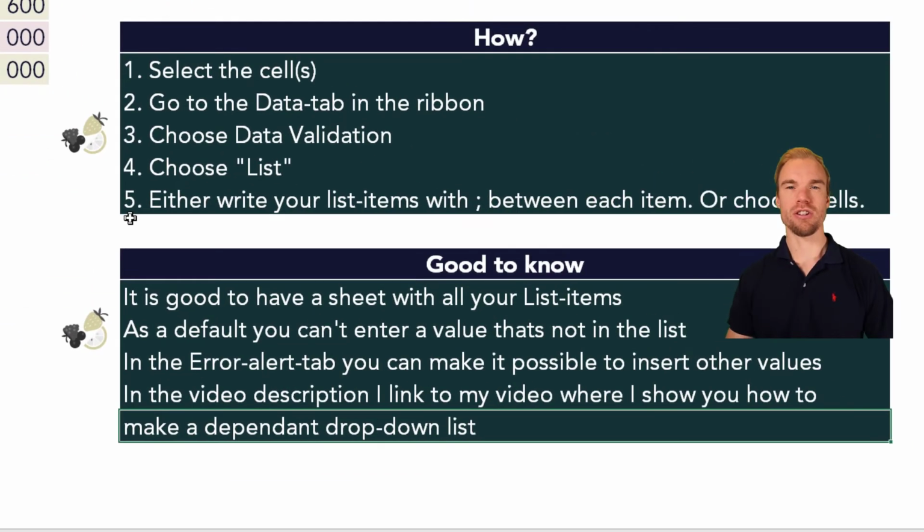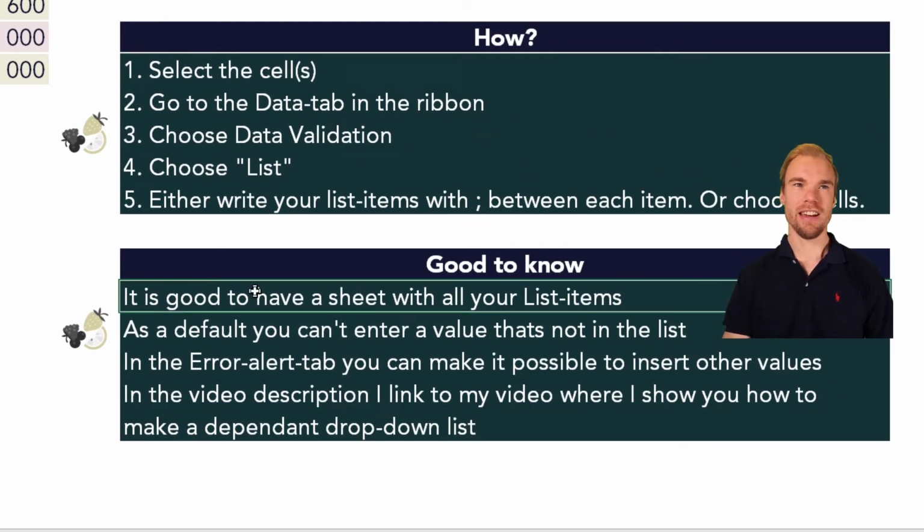So some things that are good to know about the drop-down list is that I usually have a separate sheet with the items that I have in my drop-down list, because that is easier for you if you want to change the items. Then you know where to find the items that's in the drop-down list. So that's the first thing.